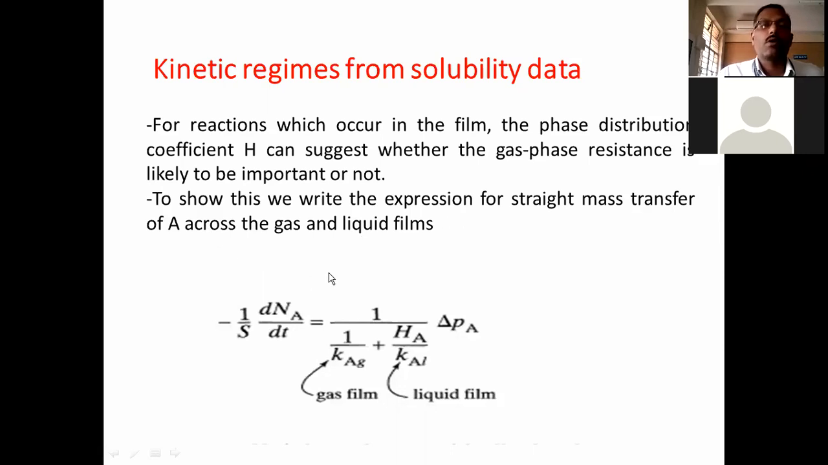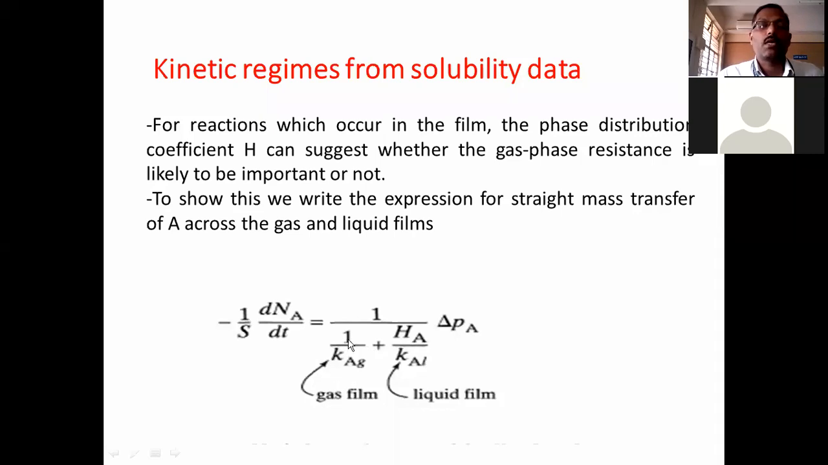To show this, we write the expression for straight mass transfer of A across the gas and liquid film. Only mass transfer is there, there is no reaction. Straight absorption column: only a unit operation, not a unit process. There are two types of absorption: absorption without chemical reaction, which involves only physical changes, and absorption with chemical reaction. So the rate is minus 1 upon S dN_A upon dt, the mass transfer rate, which equals delta p_A, the partial pressure difference, divided by 1 upon k_Ag plus H_A upon k_Al.